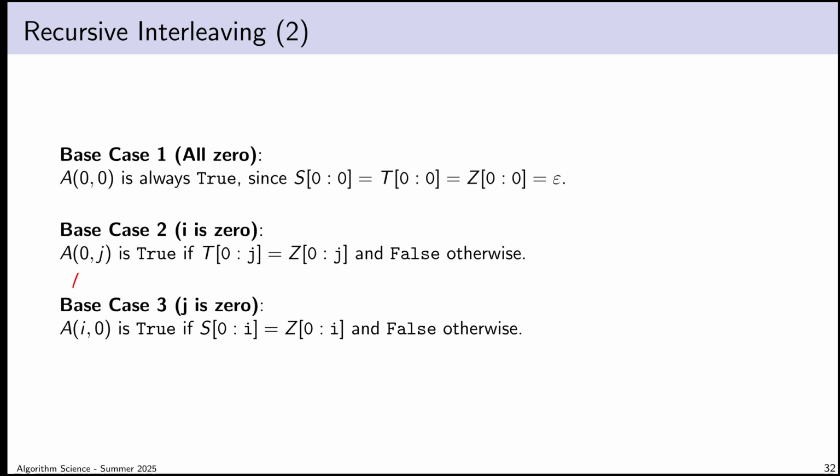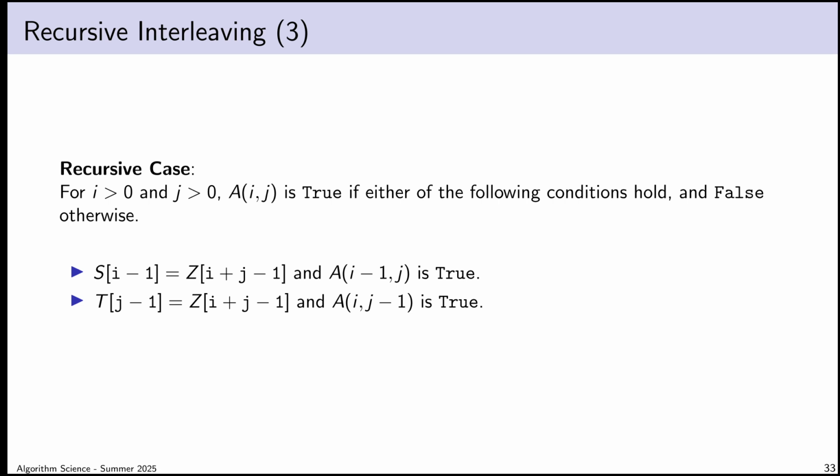Now, what about A(0,j)? What that's asking is, can I interleave the first 0 characters of S and the first j characters of T to form the first j characters of Z? Well, obviously that's only going to work if the first j characters of T equal the first j characters of Z, because I'm not allowed to pull in anything from S. So it's true if the first j characters of T equal the first j characters of Z and false otherwise. And then base case 3 is just the symmetric version where j is set to 0. So I want to take the first i characters of S and the first 0 characters of T and interleave them to form the first i characters of Z. So I get this symmetric case to base case 2.